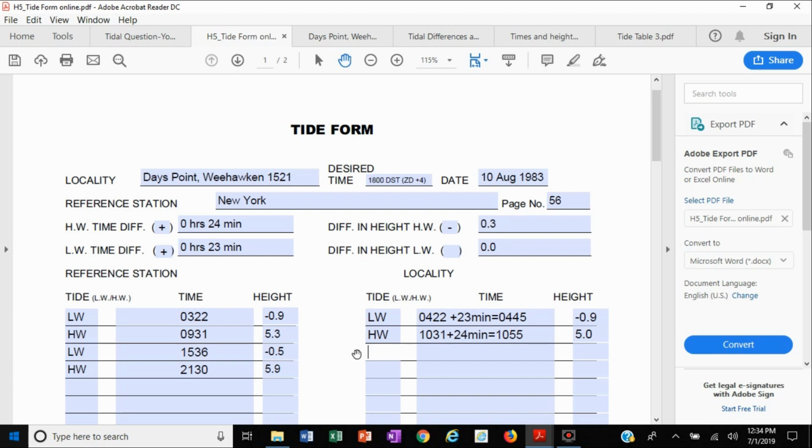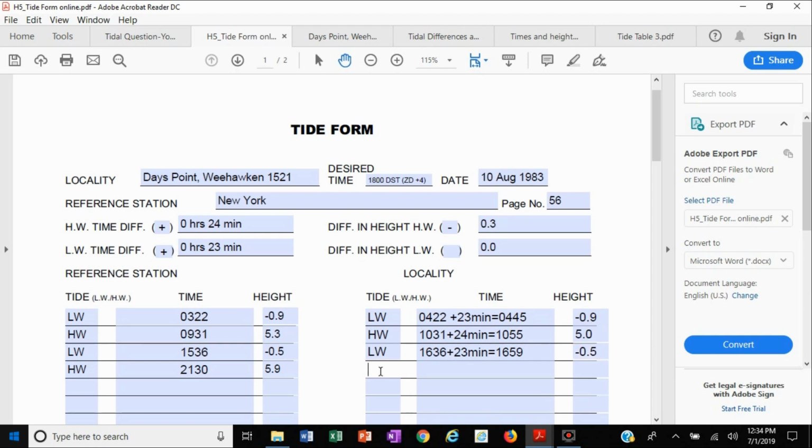Okay. Now we're going back to low water. So the low water is 1 hour from 15:36 is 16:36. And you want to add 23 minutes, right? Because it's low water. And that gives you a time of 16:59. And then again, it is low water and there is no difference in height for low water. So we're just going to transfer that negative 0.5 over.